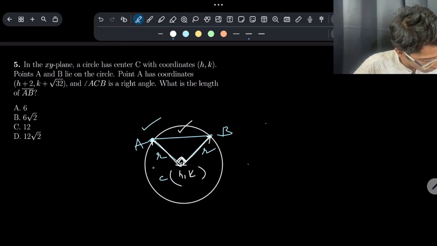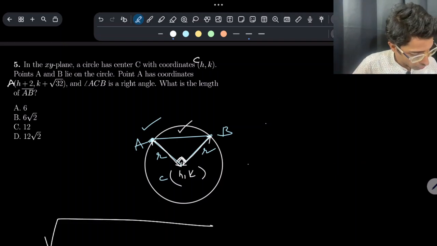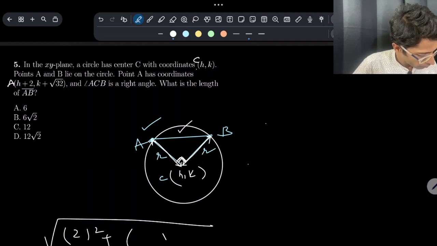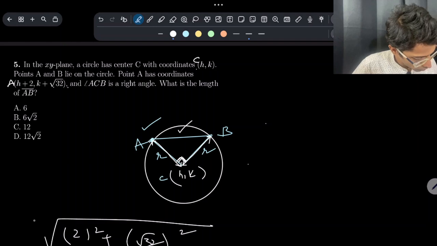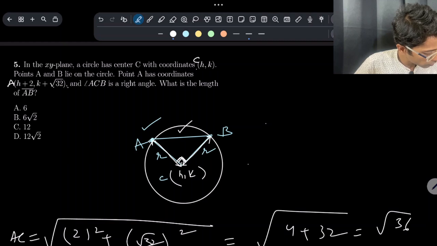So, let me find the distance AC. A point is given. C point is also given. So, let me find out. This is basically distance between 2 points. So, I'll quickly do that. h plus 2 minus h is 2 square, plus k plus root 32 minus k is root 32 square, which is AC. So this is 4 plus 32. Again, this is square root of 36, which is 6. So this radius comes out to be 6. So because this is also radius, this is 6.